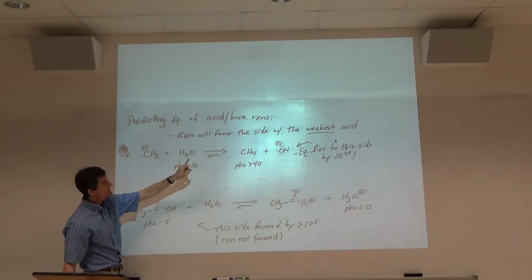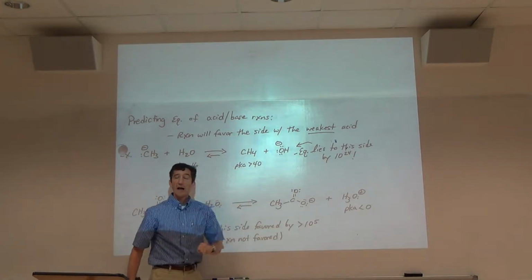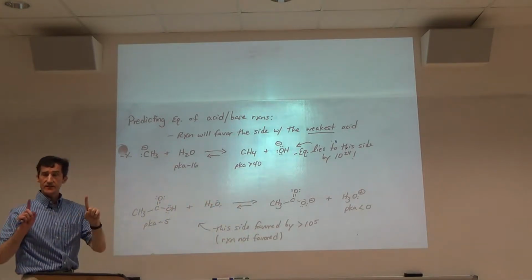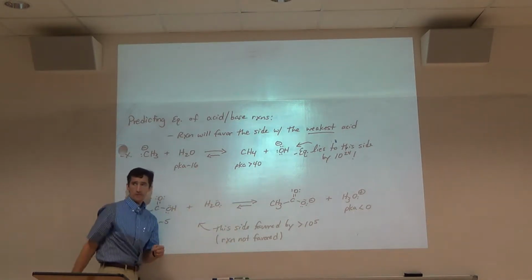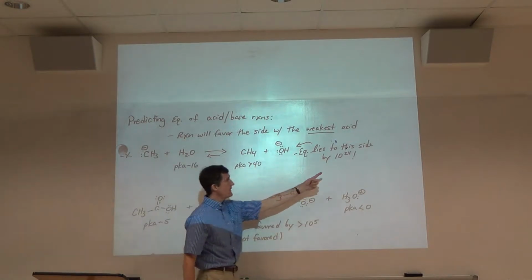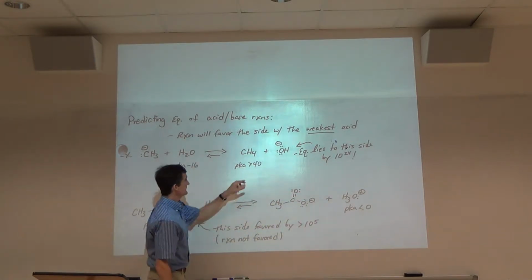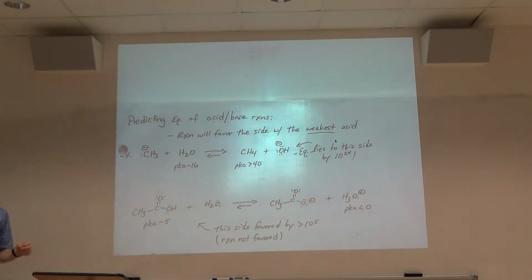Which side's favored? The side with the weakest acid. Which side is that? To the right. How much is it favored? It's favored by the difference in your pKa's. What's the difference between 16 and 40? The difference of 24. Okay? That side's favored by 10 to the 24, at least, depending on what that greater sign means. What's 10 to the 24? That's 100 gazillion, okay? It's a big number. That reaction is highly favored.